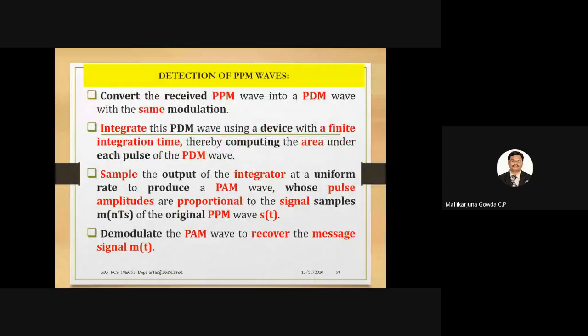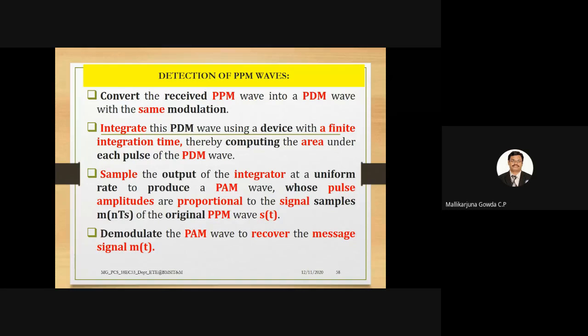Yeah. So then let us try to understand how we do the detection of a PPM wave. That is at the transmitter side, right? At the receiver side, we need to do the reverse process again. To do that, there are different ways. We will be discussing two ways here.